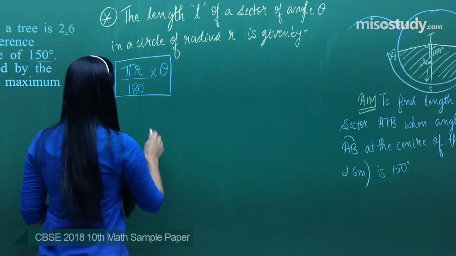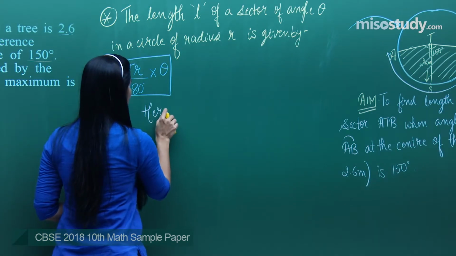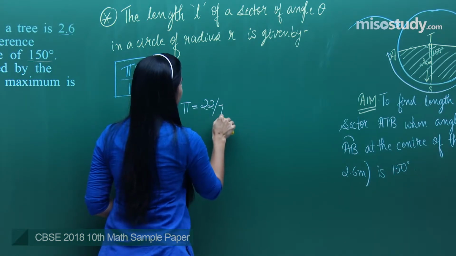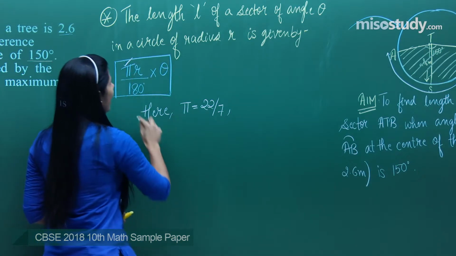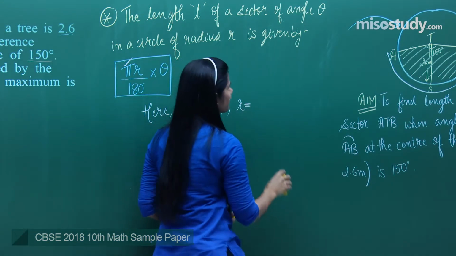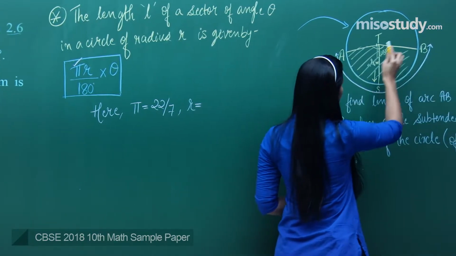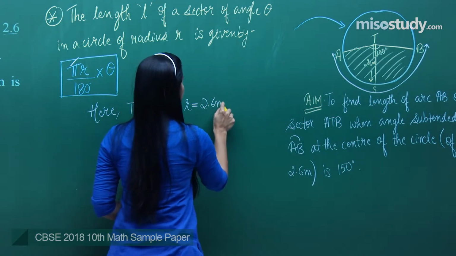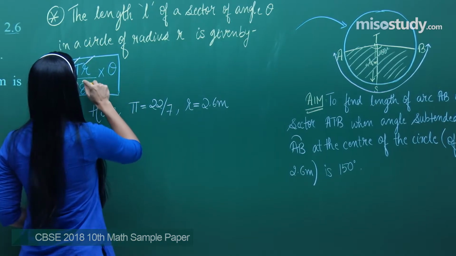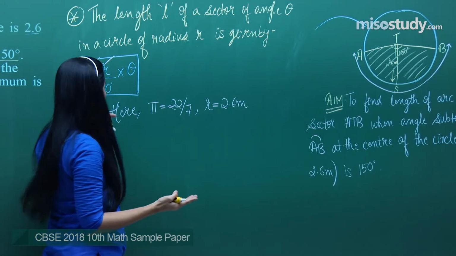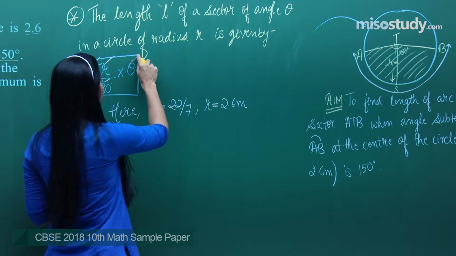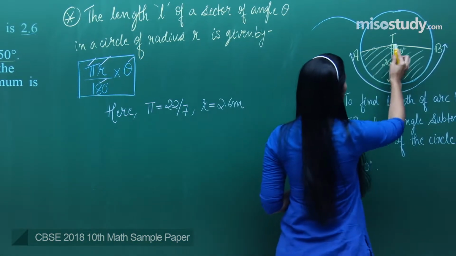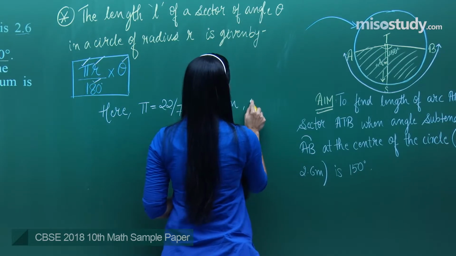And therefore, here we are going to put pi as 22 by 7. R is the radius of the circle. Radius of this circle is 2.6 meters, given in the question. 180 we already know, we are going to plug in 180. And what is theta? Theta is the angle of the sector. So the angle is 150 degrees.